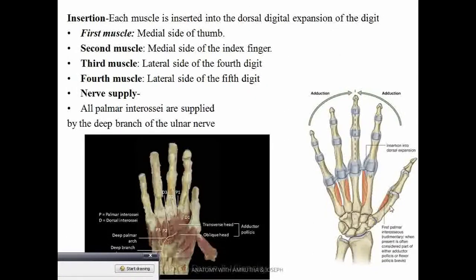Let's see that. The first muscle is inserted to the medial side of the thumb. The second muscle is inserted to the medial side of index finger. The third muscle, that is inserted to the lateral side of fourth digit, and the fourth one is inserted to the lateral side of fifth digit. I repeat, the first one inserted to the medial side of thumb, the second one inserted to the medial side of index finger, the third one inserted to the lateral side of fourth digit, and the fourth one is inserted to the lateral side of fifth digit.